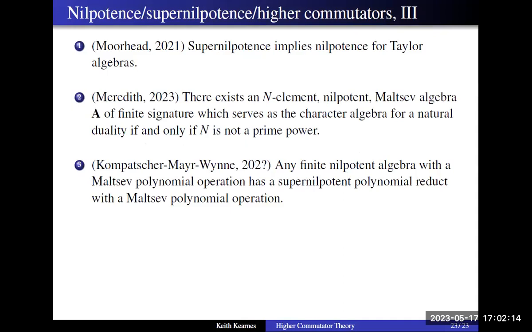There's a lot to do. This is an interesting new area. I especially like this last one that Peter Meyer told me about. It's not published yet. But if you start with any finite nilpotent algebra, the structure is a little bit more complicated than the super nilpotent case. But what they prove is that for a finite algebra, if it's nilpotent, it will have a super nilpotent reduct. So somehow general nilpotent algebras are just slightly built over top of super nilpotent algebras.